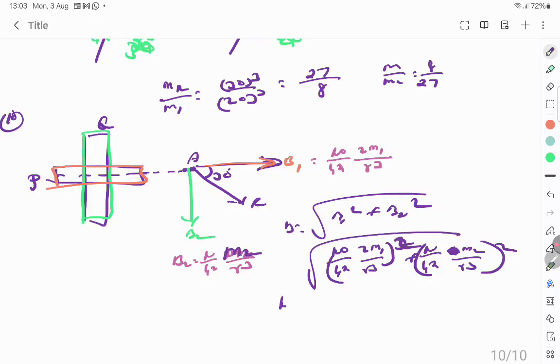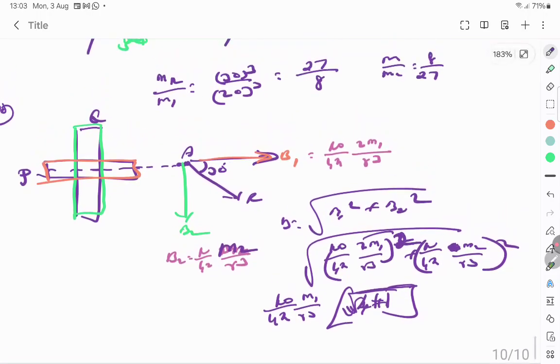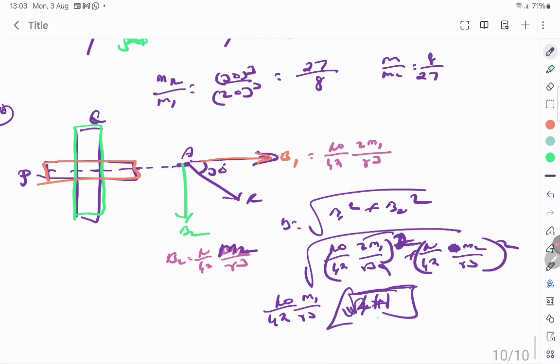What is common here? Mu naught by 4 pi R cube is common. So what you have is the square root of 2 squared plus 1. This will become 4 plus 1, because this is the whole square, so it will be root 5. Okay, you understand, that's the value.